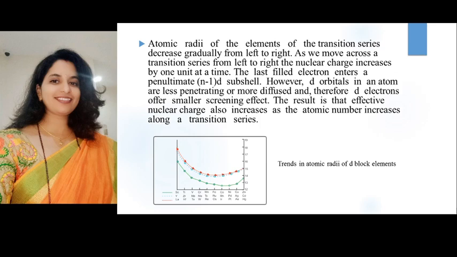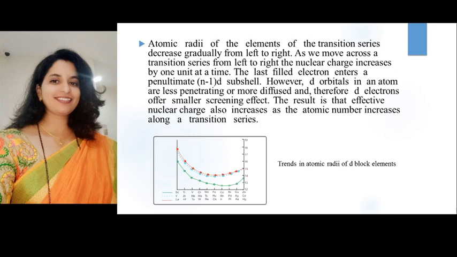In the beginning, with increase in atomic number, the nuclear charge also increases. Still, the effective nuclear charge increases only slightly as the added electron enters the penultimate d orbital and increases the screening effect slightly from scandium to chromium. In the middle of the series, with increase in the number of d electrons, the increase in the nuclear charge and the increase in the screening effect balance each other, and this leads to constancy in the atomic radii.